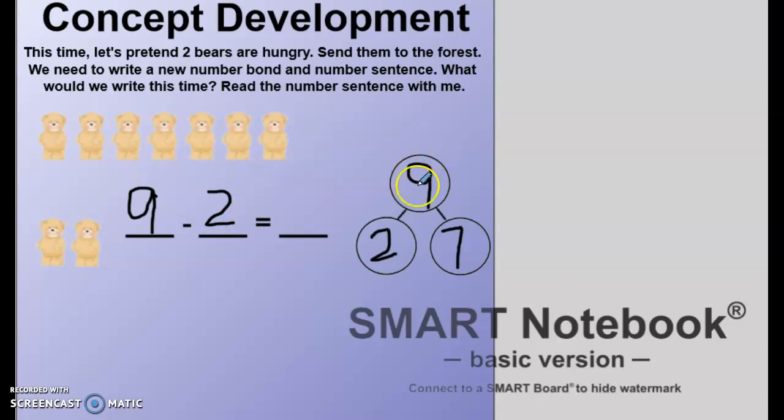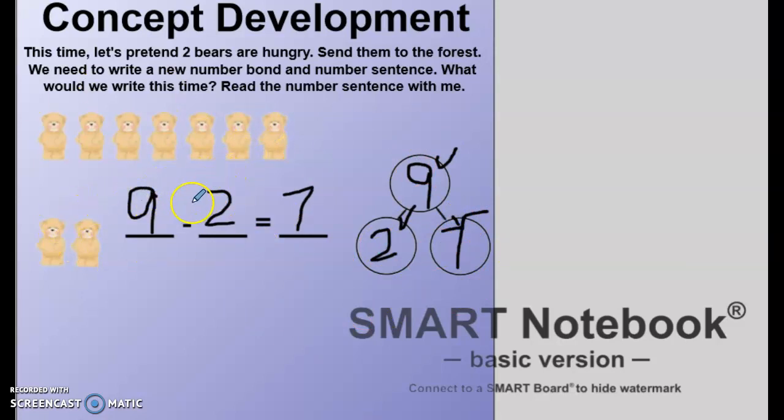What I like to do is if I am writing a number bond, I like to go over here and check off the parts as I use them. So 9 is my whole. I use 2, and that leaves me with what? 7. Very good. And I'll check that off. So I know I used everything in that number bond. And then I can check my work.